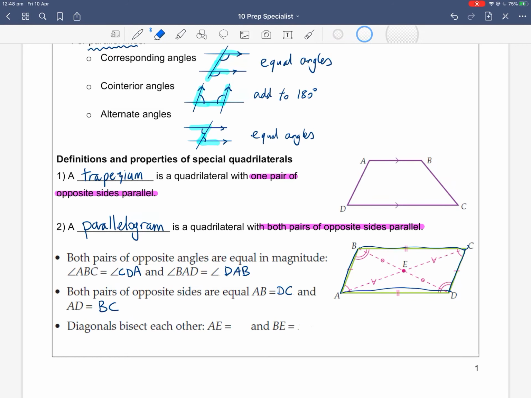And another property of a parallelogram is that the diagonals bisect each other. So diagonals are BD and AC. The word bisect means to cut in half. So the line BD cuts AC in half, and the line AC cuts BD in half, so that the distance from A to E is the same as from C to E, and that the distance from B to E is the same as D to E.